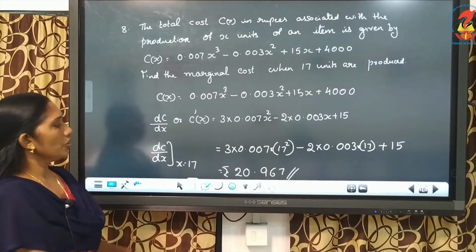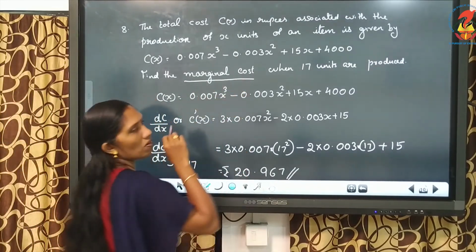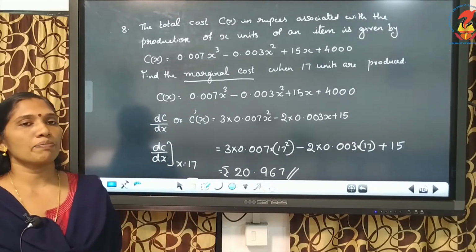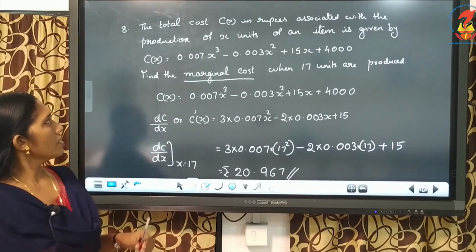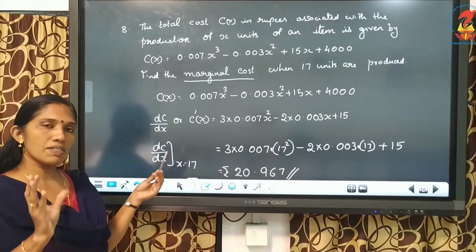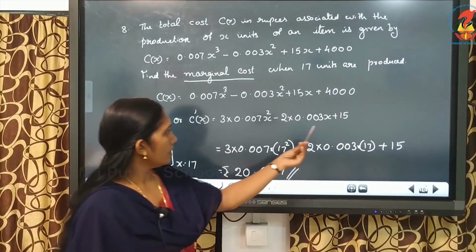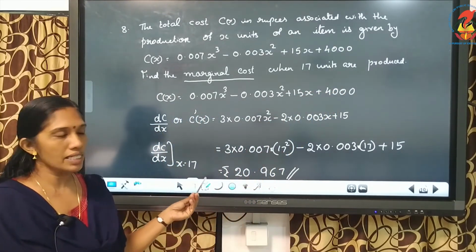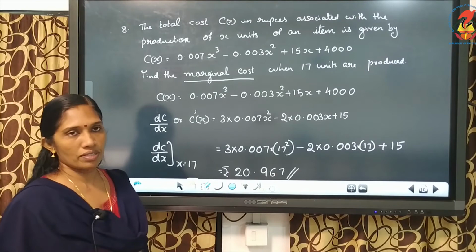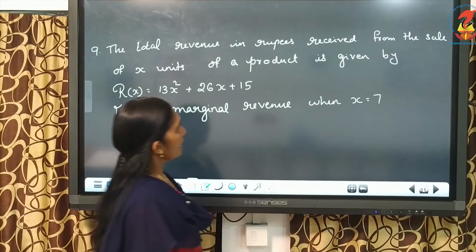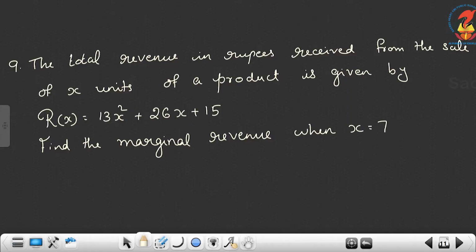Okay. So you have to write the definition. What is marginal cost? Marginal cost means it is the rate of change of total cost with respect to the output. So the expression is given, that is the total cost. Then you have to just find its derivative. Find the derivative and, when 17 units are produced, you have to give x as 17. So you will get the cost 20.967 rupees.